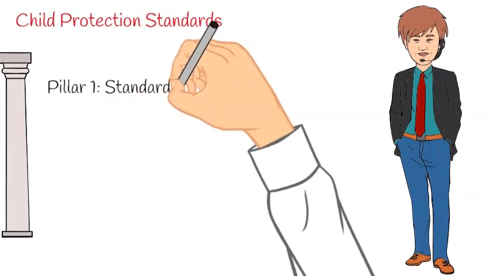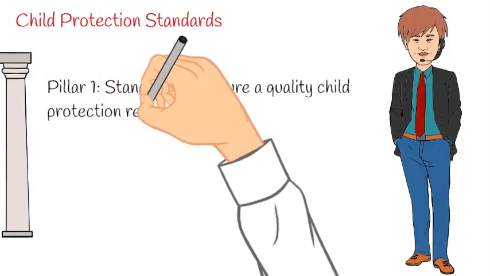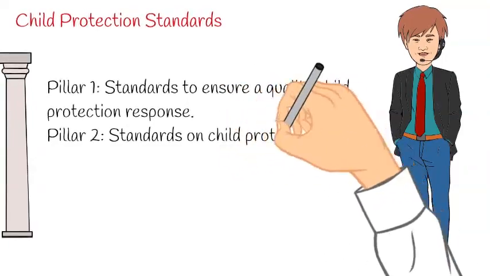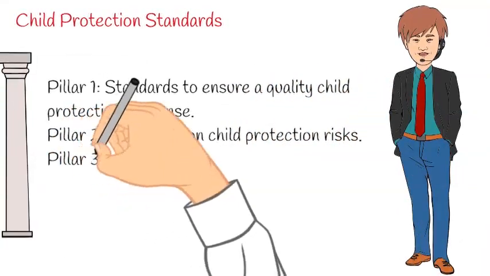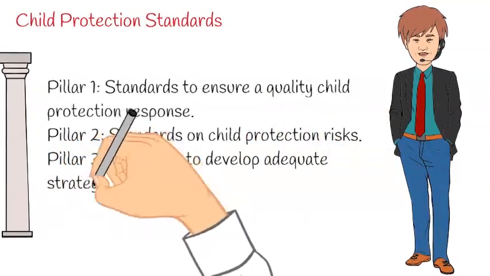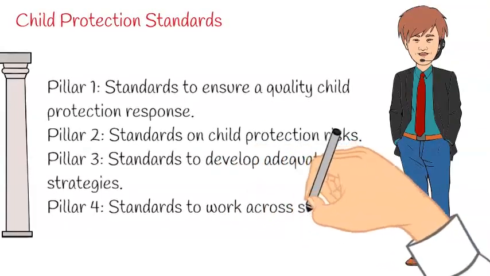Pillar 1, Standards to ensure a quality child protection response. Pillar 2, Standards on child protection risks. Pillar 3, Standards to develop adequate strategies. Pillar 4, Standards to work across sectors.